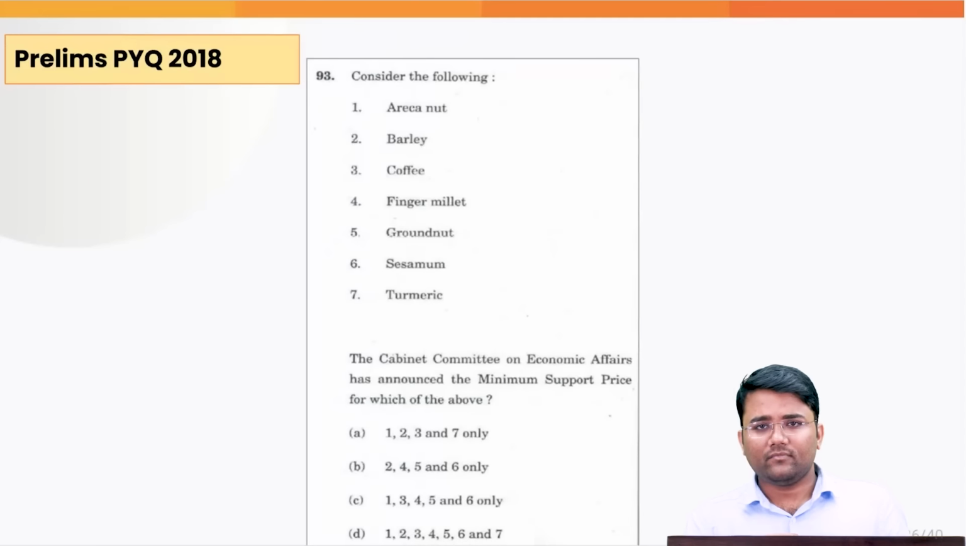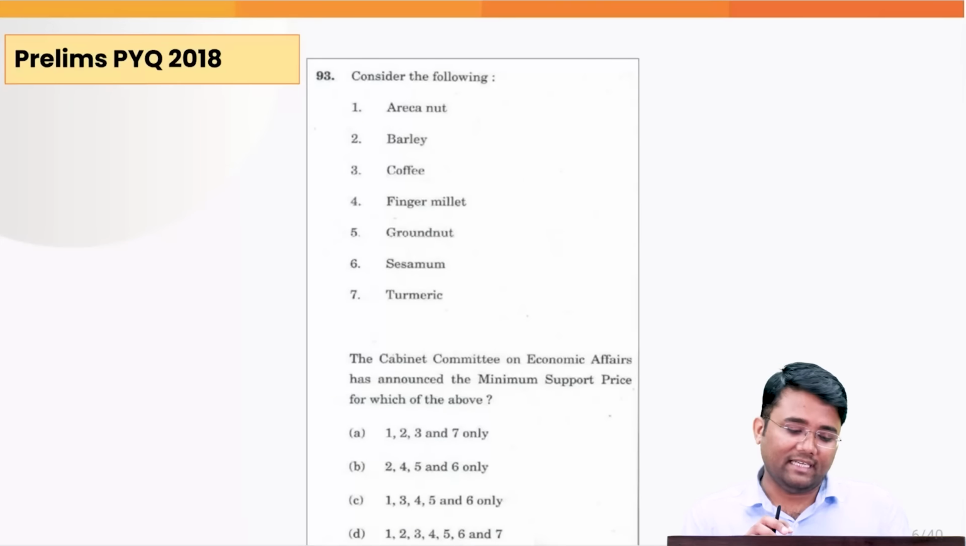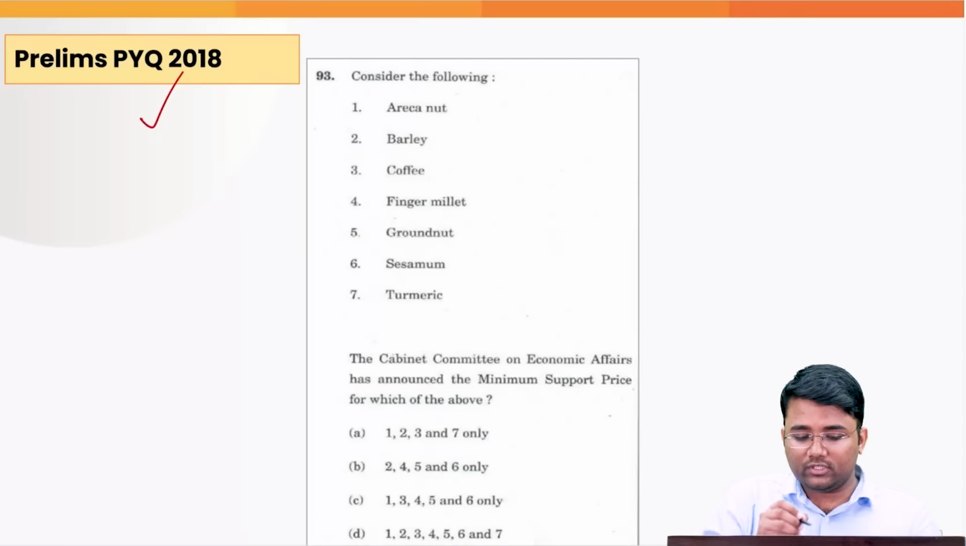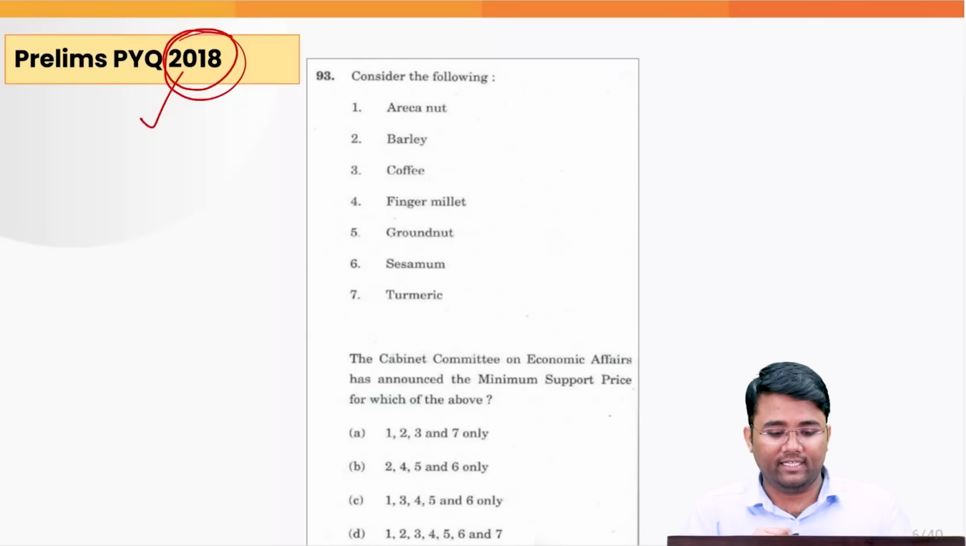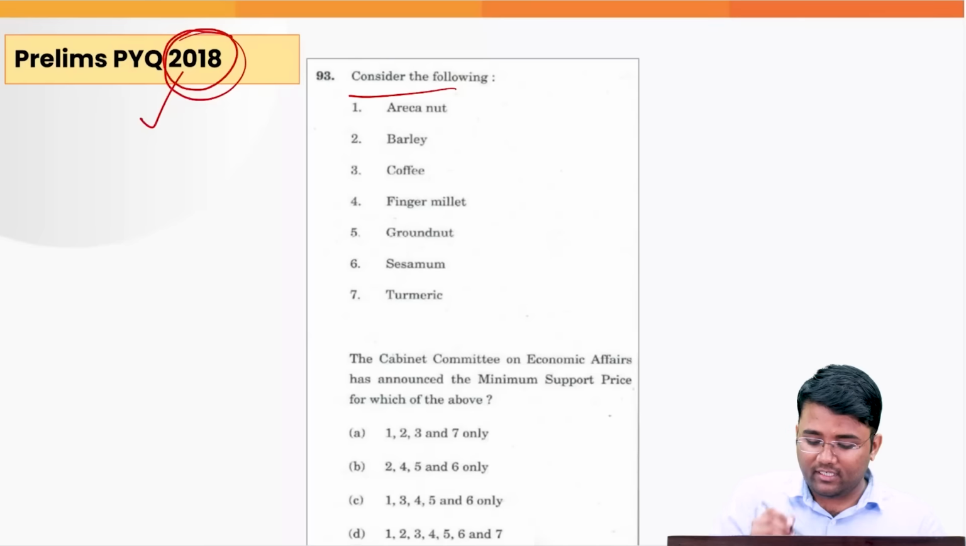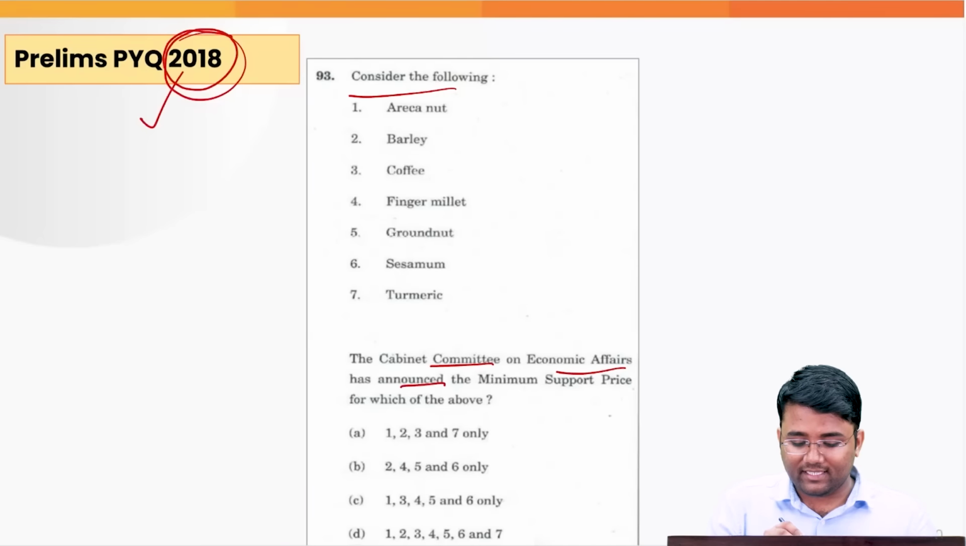Now you see, I want to give you some insights related to the prelims question. This was a question asked related to the MSP topic in 2018. Consider the following statement: the Cabinet Committee on Economic Affairs has announced the MSP for which of the above.